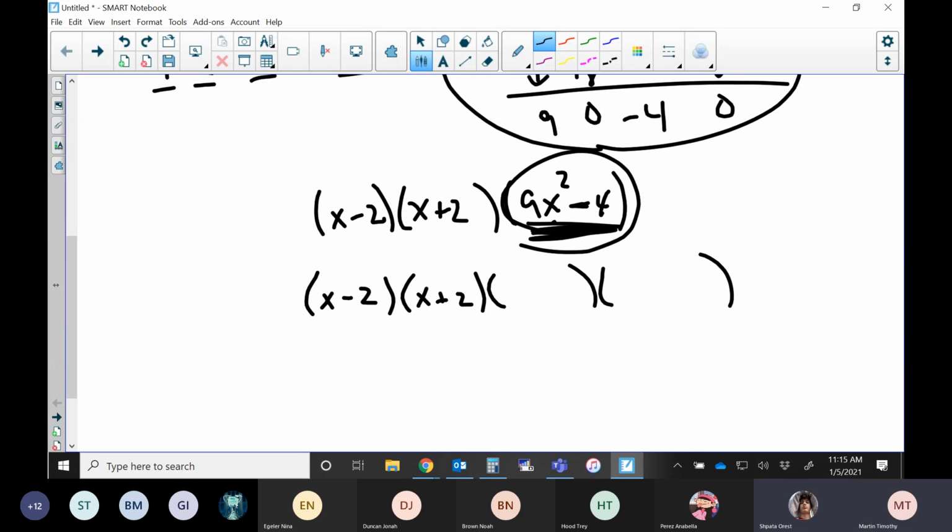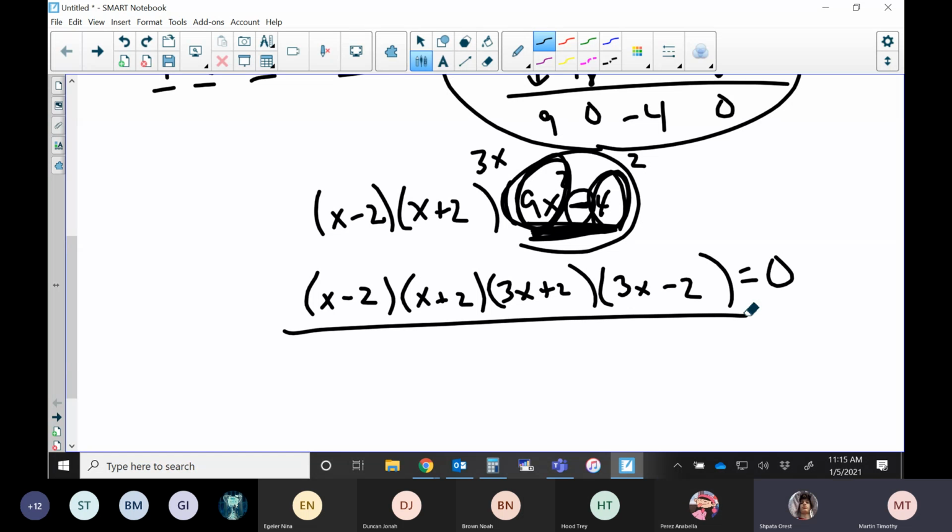Golly, this is frustrating. Is it 3x minus 2? Yes, but what's that? It's called difference of squares. Both of these have a square root. This is 3x. The square root of this is 2. And there's a subtraction. It's called difference of squares, and the way it factors is 3x plus 2 and 3x minus 2. And now I have that thing completely factored out.